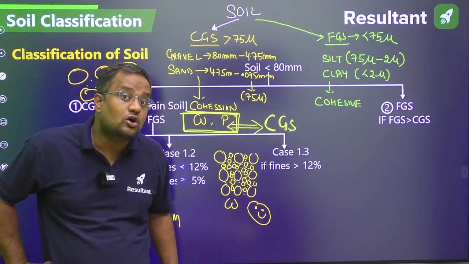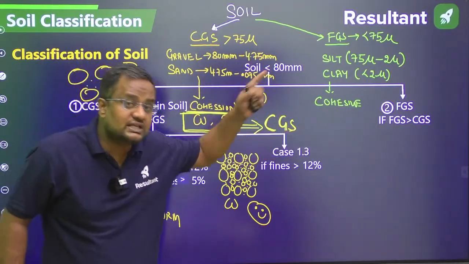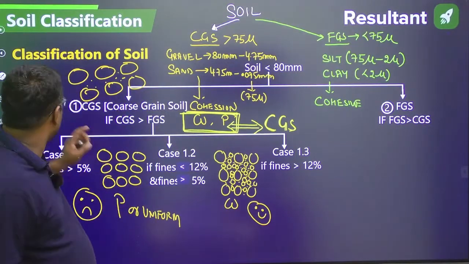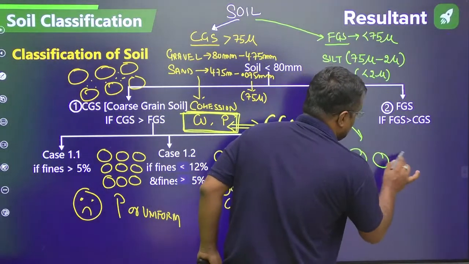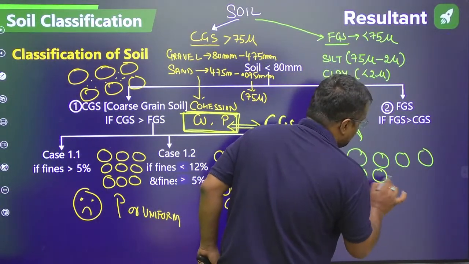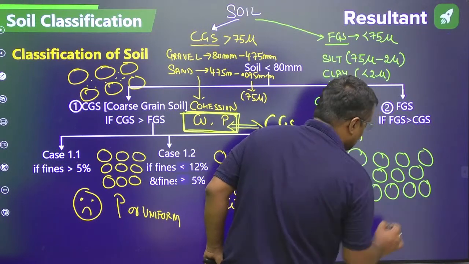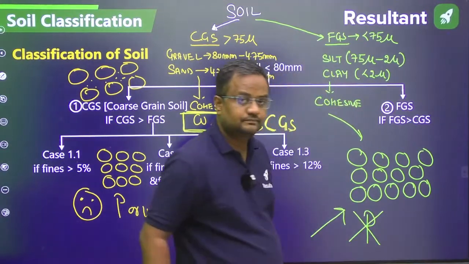Because guys, in fine grain soil, in cohesive soil, the soil is like this. Even if the particles are of the same size and there are no smaller particles, you cannot call them poor.